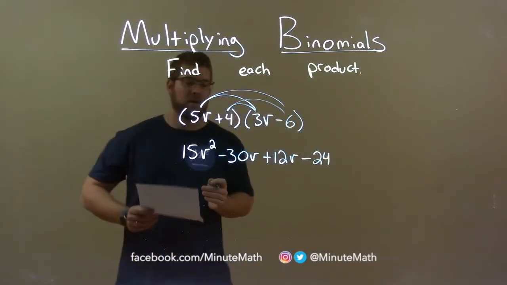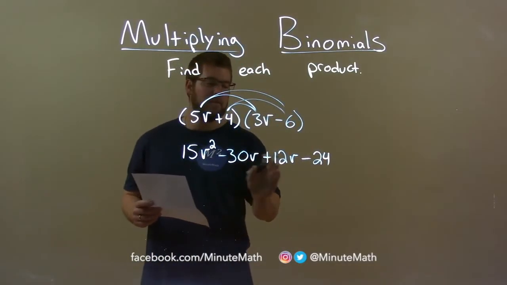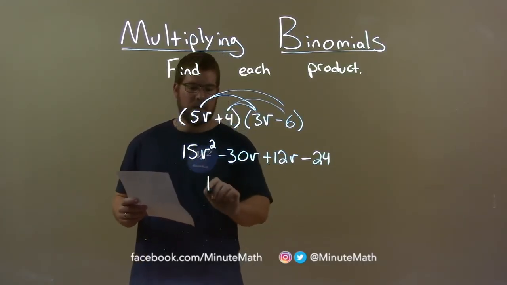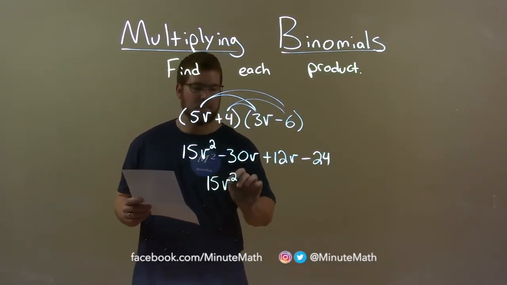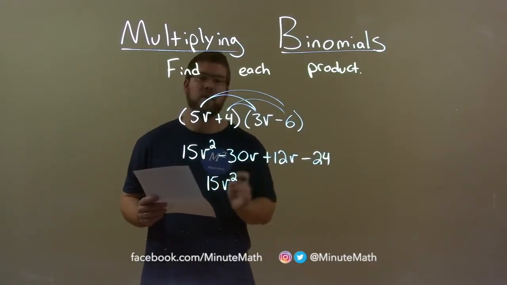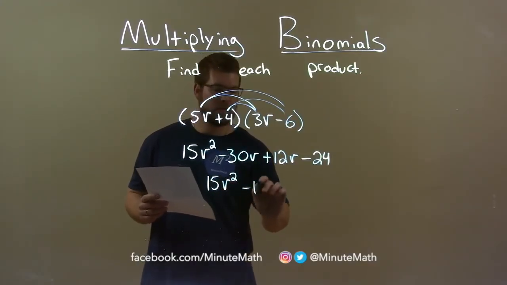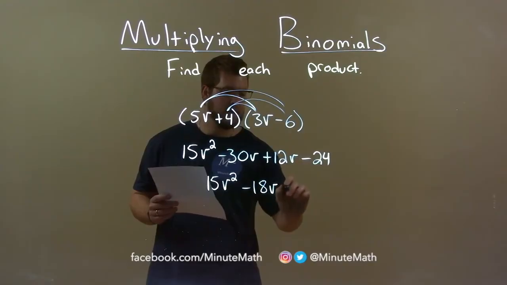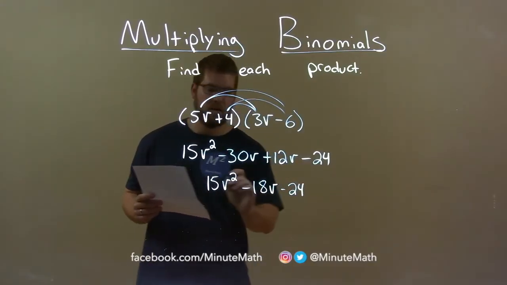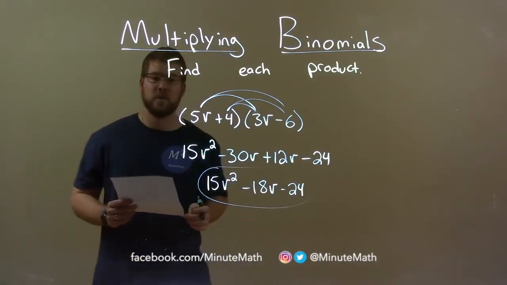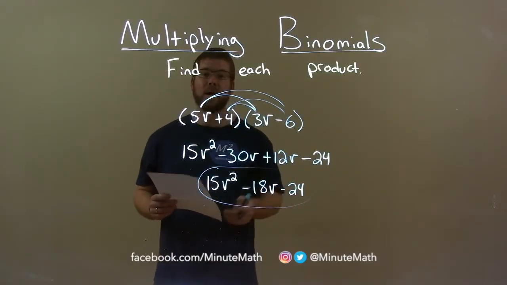We now want to combine our like terms, which is just the ones with a v. We bring down a 15v squared, and a minus 30v plus a 12v is a minus 18v. Bring down the minus 24, and our final answer, 15v squared minus 18v minus 24.